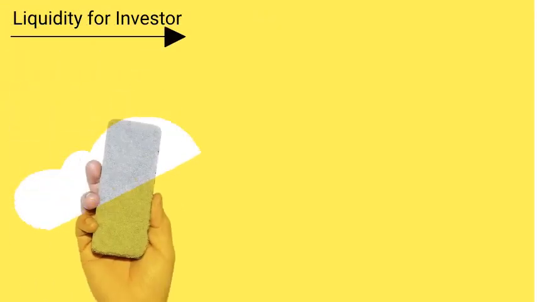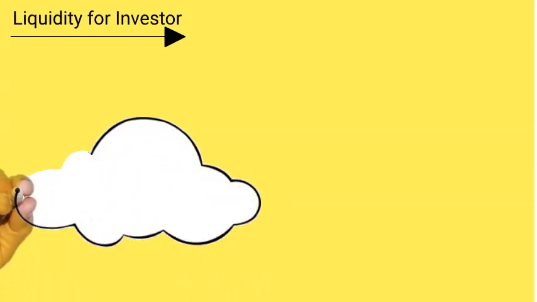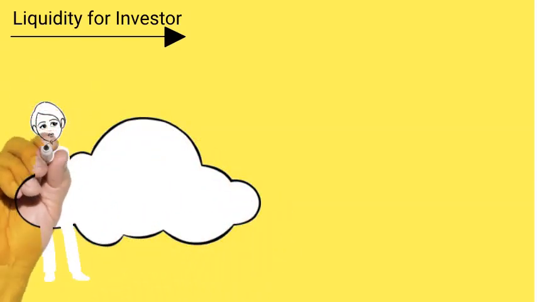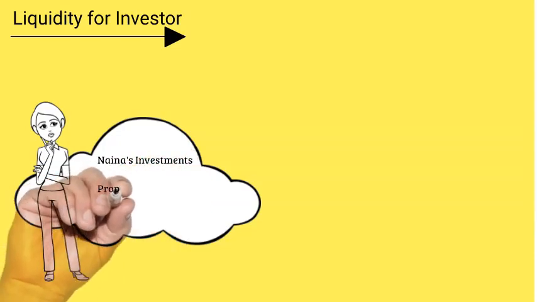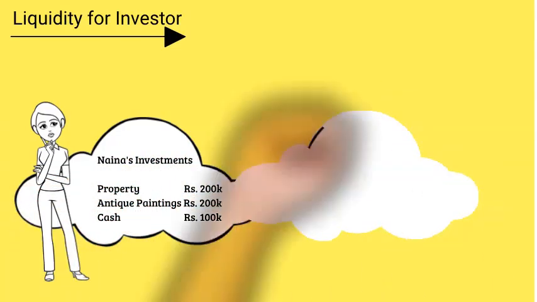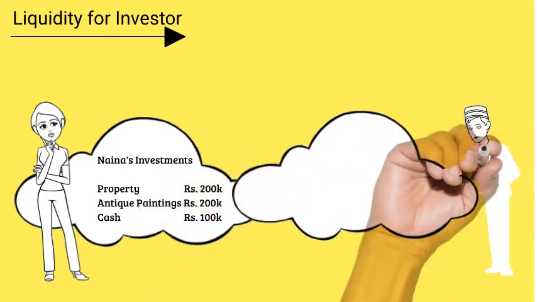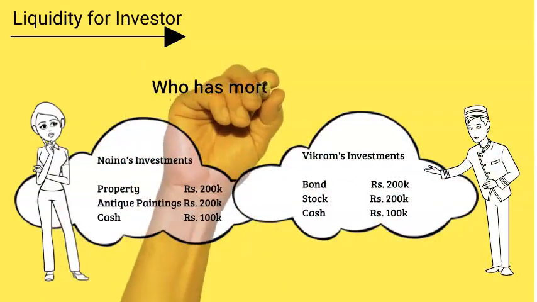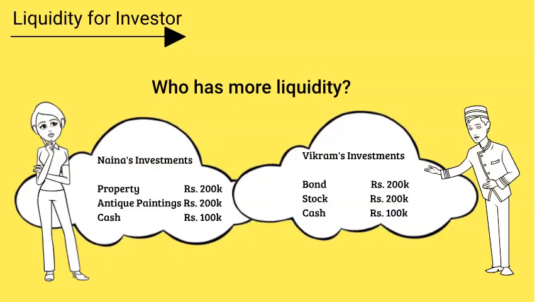Now let's understand what is liquidity for an investor. Let's take an example of Naina's investment and Vikram's investment. Naina has basically invested in property, antique paintings and cash. Vikram's investment consists of bonds, stocks, cash. Here we can say that Vikram's investment is highly liquid compared to Naina's investment.